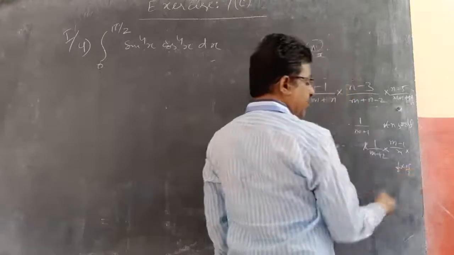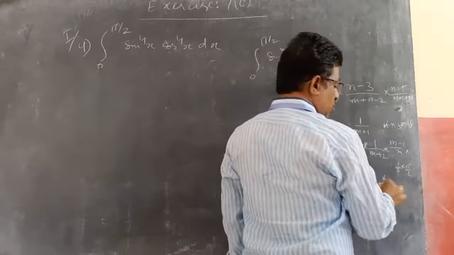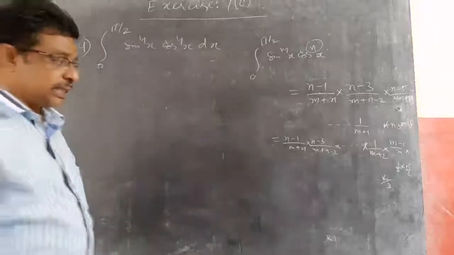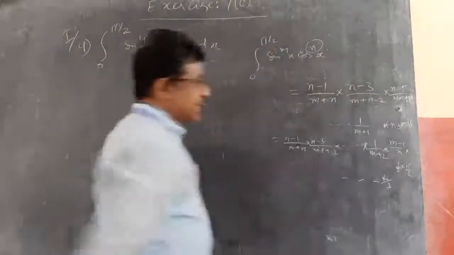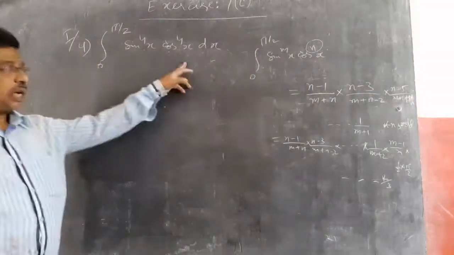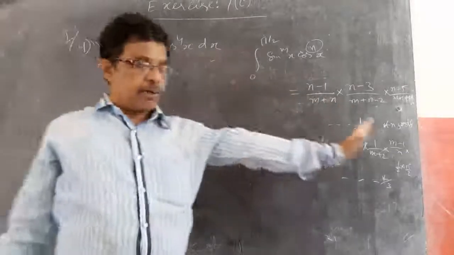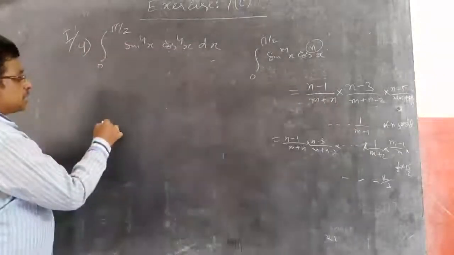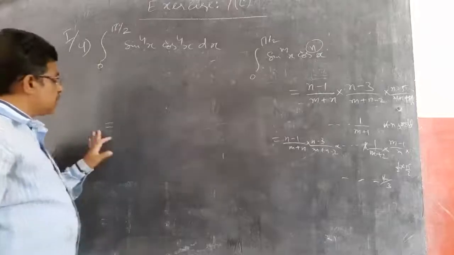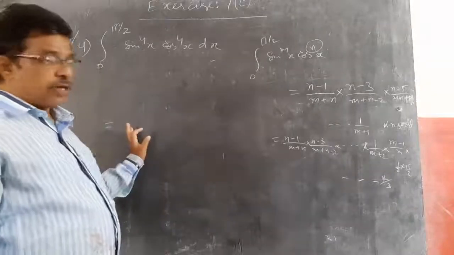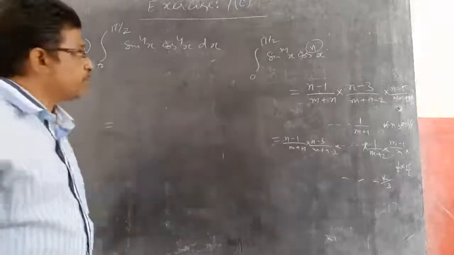If it is 1 by 2, write pi by 2. Otherwise 2 by 3. That's it. So only two cases. So these are the three cases if you have sin power m into cos power n x. If you don't remember the formula also, forget about that. Simply write down, because you have 2 marks only. So 1 mark for formula, 1 mark for sum. You will get at least 1 mark if you don't remember the formula.